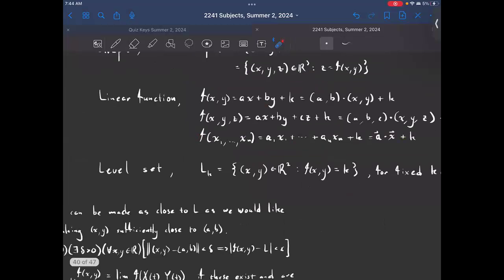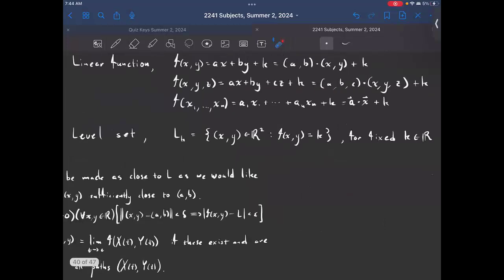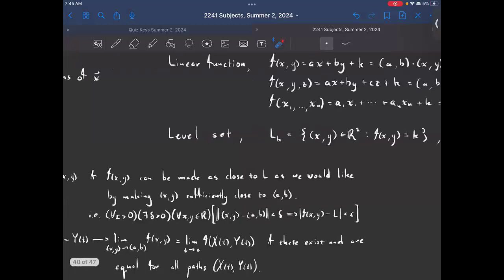All right, level sets. Okay, these are fairly straightforward. They're the set of all inputs in the domain so that f is constant for a fixed k. So you fix k, there's a parameter here for this set, and it says, if you fix k, then you get one set. And it's all of the x, y so that f of x, y equals k. We'll see some more examples of this in the examples video.